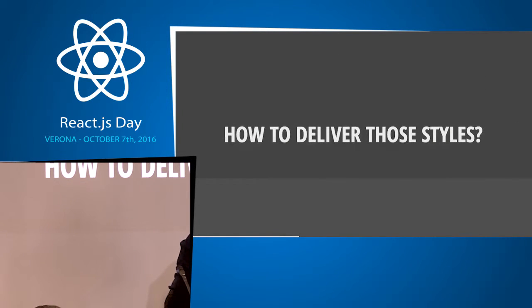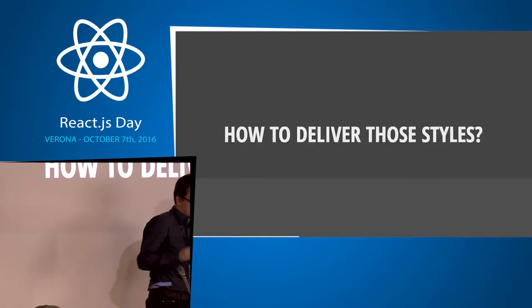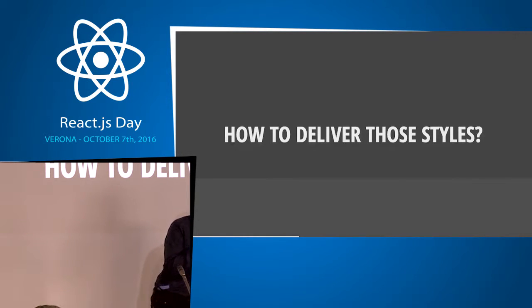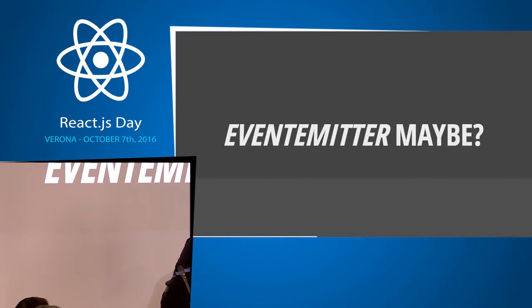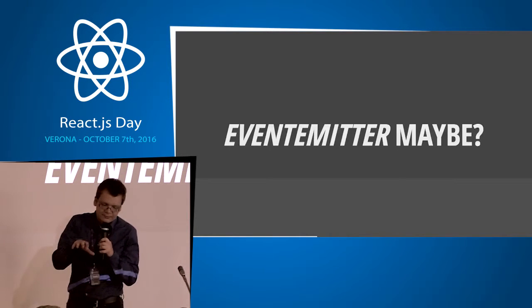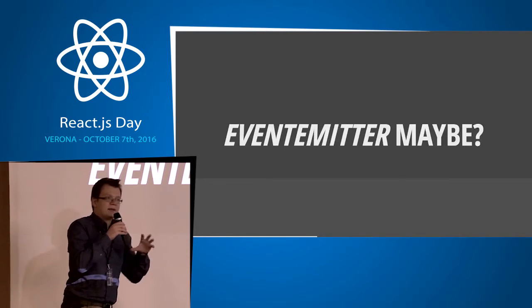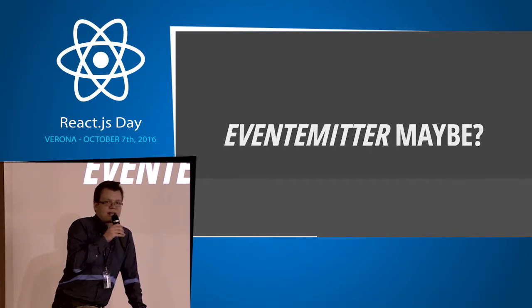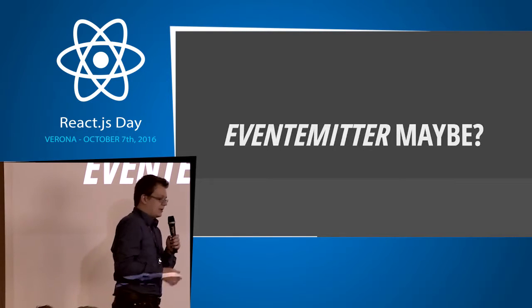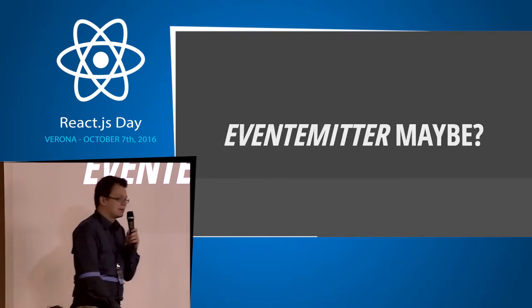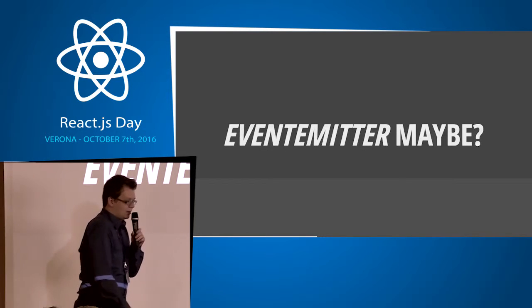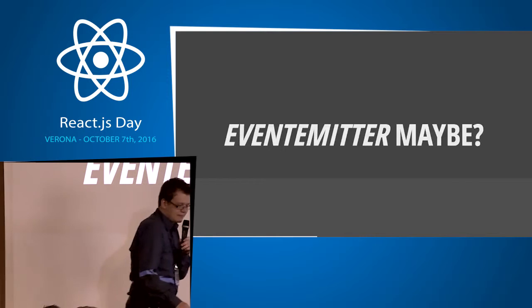So another question is, how do we deliver those styles to the developer? There are several options. Let's say we settle on inline styles for now, but how do we make that available? How do we have the logic at hand to change the themes around? Probably the most trivial and easiest solution would be to have event emitters.